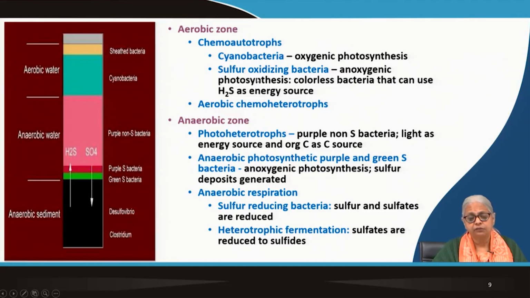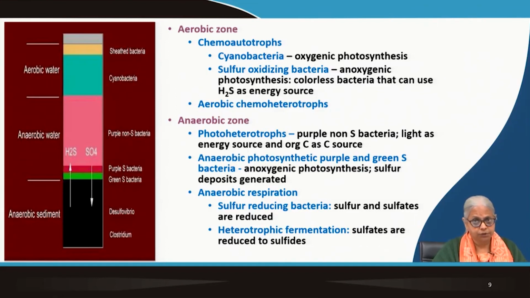You can also have sulfur oxidizing bacteria. How are these sulfur oxidizing bacteria going to thrive in the same environment? They are responsible for anoxygenic photosynthesis. They are colorless bacteria, so you can't see them visibly, and they are capable of utilizing hydrogen sulfide as the energy source. And where is the hydrogen sulfide coming from? It's coming up, it's a gas. It comes upwards, so it's being generated at the bottom of the column.